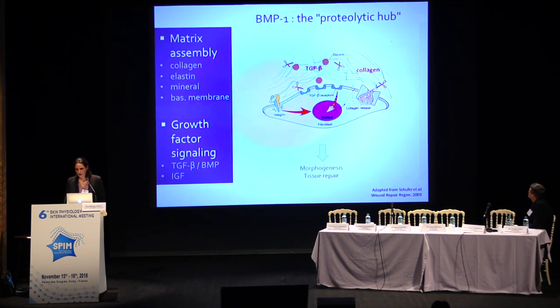So the way I like to conclude is to say that BMP1 is a proteolytic hub which can synchronize matrix assembly with growth factor signaling. And today we have discussed collagen and TGF-beta, but there are several other processes which are controlled by this protease. And they will all lead to promote morphogenesis and tissue repair, but they can also drive scarring and fibrosis.